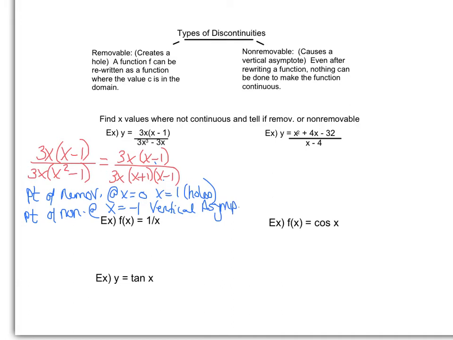On the second example, I see I can factor on the top. I'm going to do that again because notice how nice factoring was to help me figure out my points of discontinuity and which were removable and which were not. Factor the denominator as x plus 8 times x minus 4 using a factor sum table.